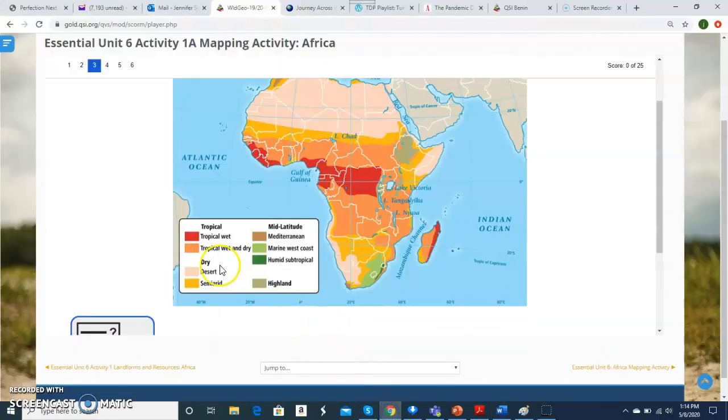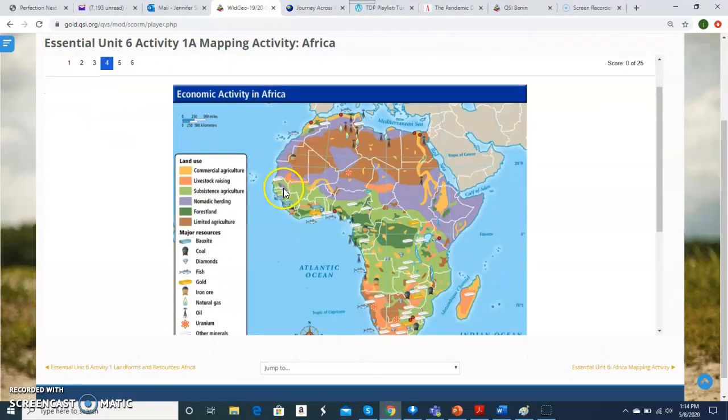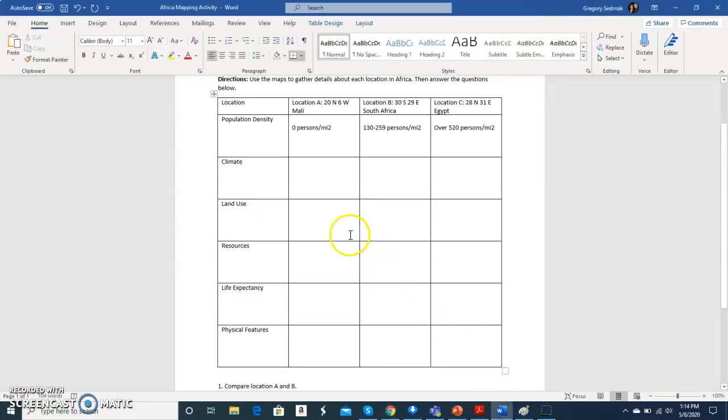And then if we go back to the map activity and go to page 4, then we come to a map of Africa with economic activities. So if you take a look, again, same 3 locations. So take a look at this part of Mali up here, and then it looks like it's the color brown. And if we look at how the land is used in that part of Africa, you can see from the key that it's right here, and that's what you can write in as your descriptor in terms of how the land is used in that location.